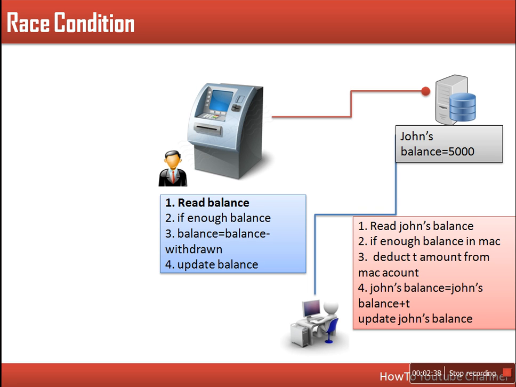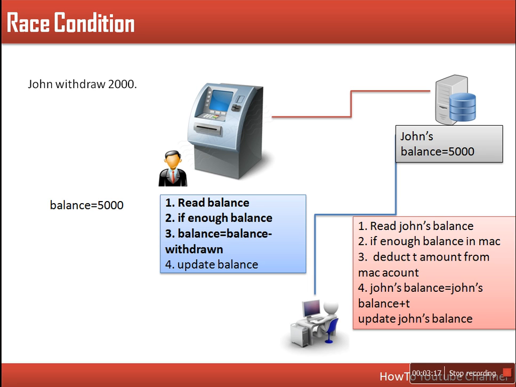These two processes are going to execute concurrently. Let's say the ATM machine executes its code first. It reads the balance from the database server. When it takes this value, it finds that the balance is 5,000, and John is withdrawing 2,000 rupees. The second and third statements will also be executed: the balance is more than the withdrawn amount, so that amount will be deducted from the balance.